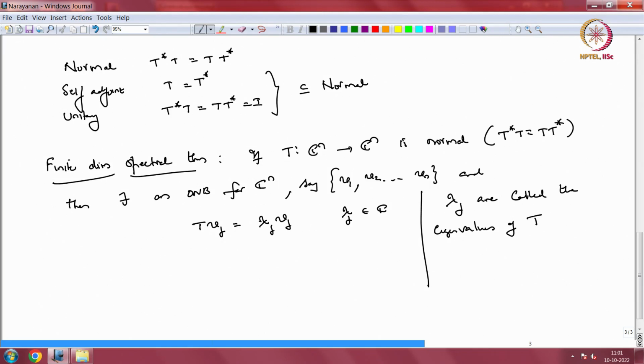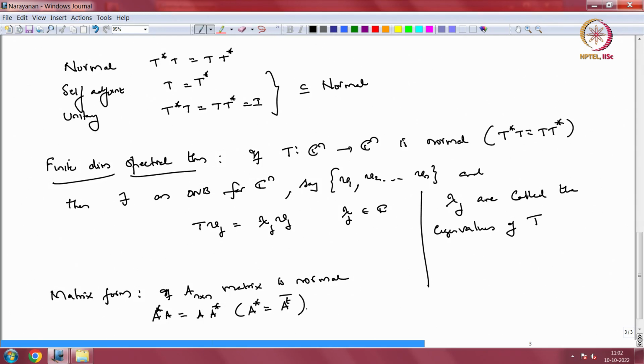Okay. So the matrix form would be, let me also write down that matrix form. T has a matrix form, let us say A. If an n by n matrix A is normal, what does that mean? A star A equal to A A star, and in this case A star is simply A transpose conjugate, right. That is the matrix you get if you use the inner product definition and write down the matrix for T star. Okay.